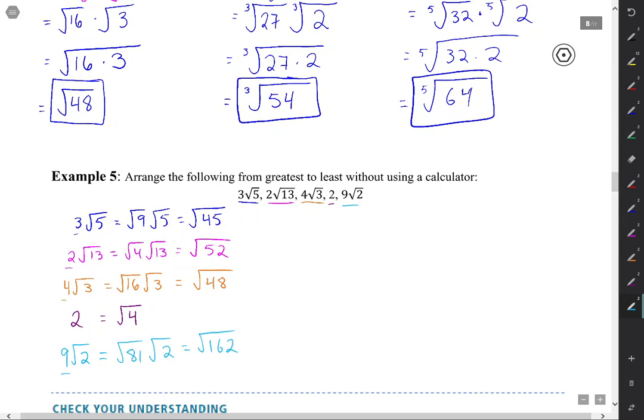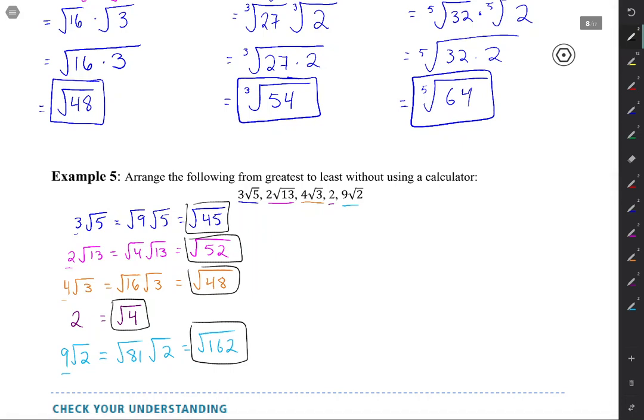So let's look at all these final answers we have here. We have the square root of 45, square root of 52, square root of 48, square root of 4, and the square root of 162. Now it's really easy for us to see which one's bigger and which one's smaller. If we're doing greatest to least, the greatest one would be the square root of 162. Then next we would have the square root of 52. Then the square root of 48, square root of 45, and finally the square root of 4 at the very end.